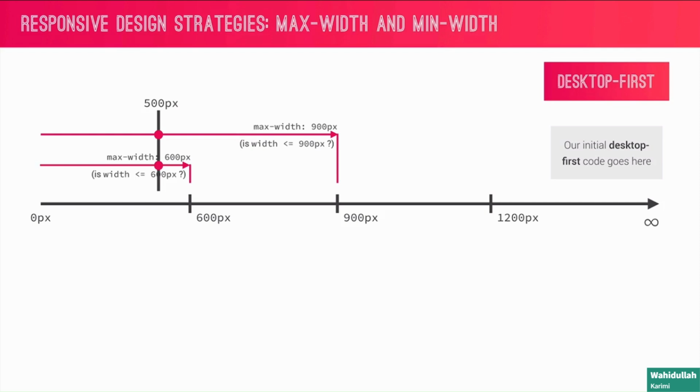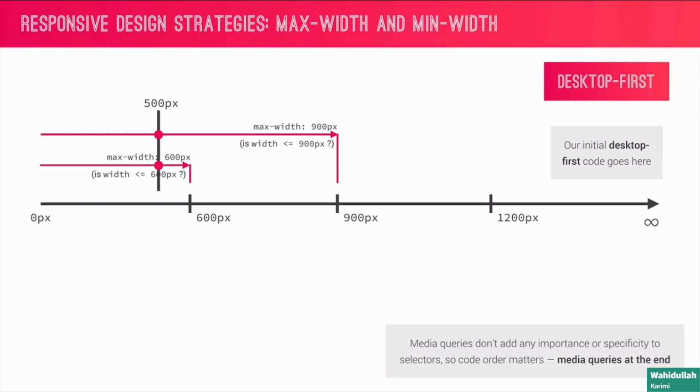500 is less than 600, but also less than 900 pixels, and so the code in both media queries will be applied. Now, if you have conflicting CSS rules in these queries, which is usually the case, like defining the global font size in both media queries, then the one which appears last in the code is the one that takes precedence, just like you learned in a lecture about the cascade.